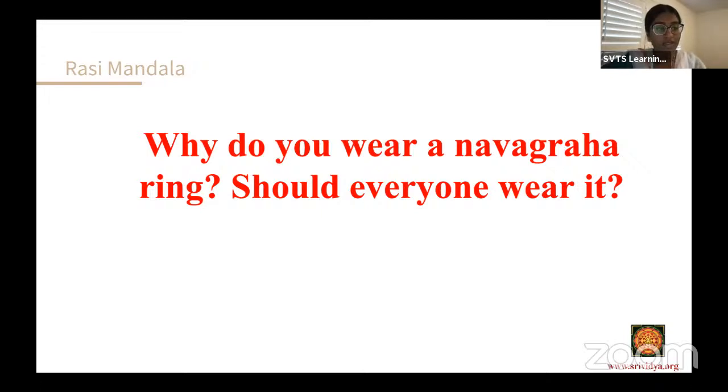Okay. And should it always be on your ring finger, or are there other places that you can wear these gems? If it is in the ring finger, it is better. Otherwise, you can wear it in your index finger too.